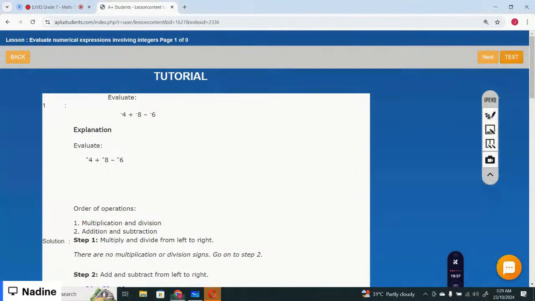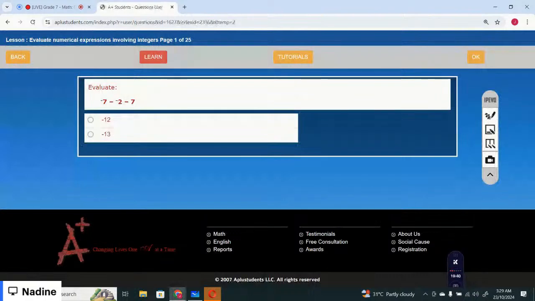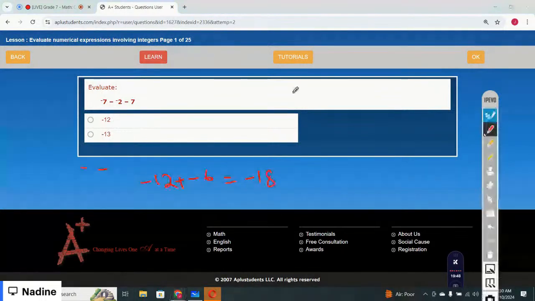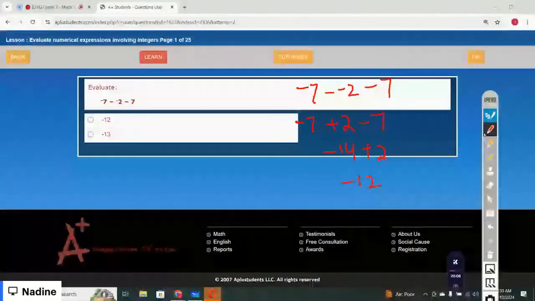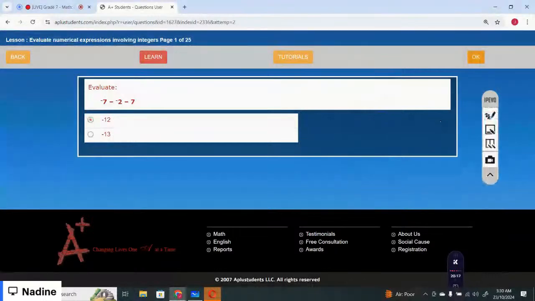Let's start with the test question. Negative 7 minus negative 2 minus 7, right? Start with negative 7 minus negative 2. Subtracting a negative integer is the same as adding, so that is negative 7 plus 2 minus 7, right? Now, negative 7 and negative 7 makes negative 14, and negative 14 plus 2 makes negative 12. So the correct option is option number 1, that is negative 12.